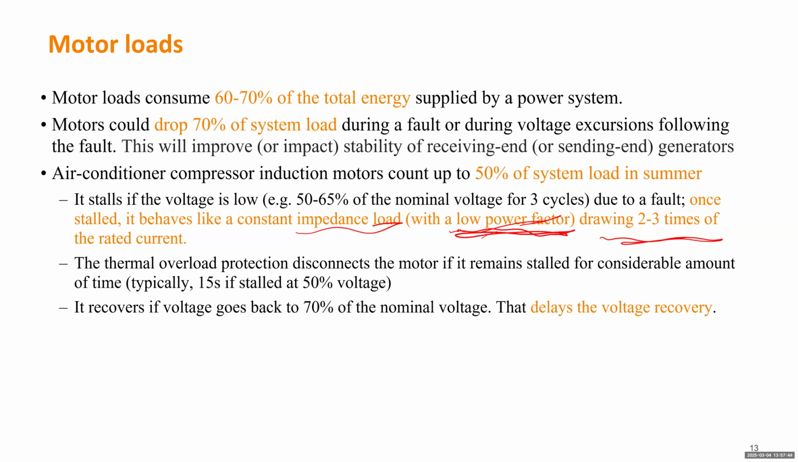So what happens is, if you think about it, you usually have a normal voltage, but some fault or maybe a number of faults happen that make the voltage in one area very low. That will make the induction motor near the fault stall. Once it's stalled, it will behave like a constant impedance load, but with very low power factor and need a lot of reactive power. Then it makes the voltage in that area even worse.